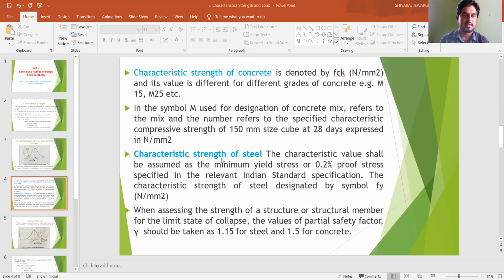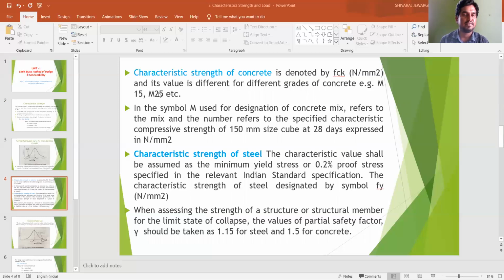Now we'll see exactly the characteristic strength of concrete. When we apply this to concrete, it is denoted by fck, which is expressed in Newton per mm square. This characteristic strength value is different for different grades of concrete, such as M15, M20, M25, M30, and so on. Accordingly, the characteristic strength of concrete can be calculated.